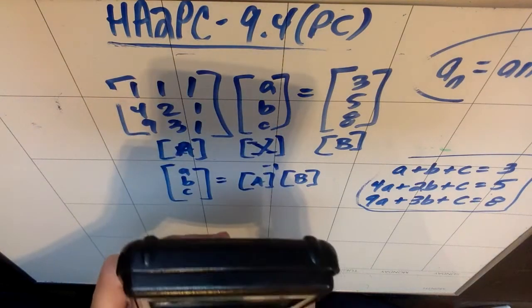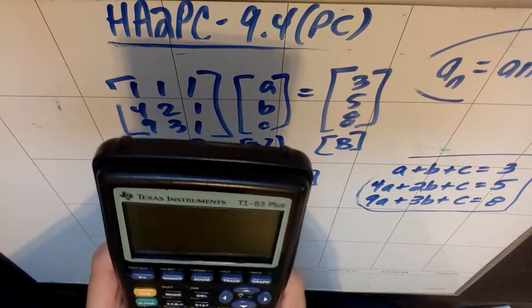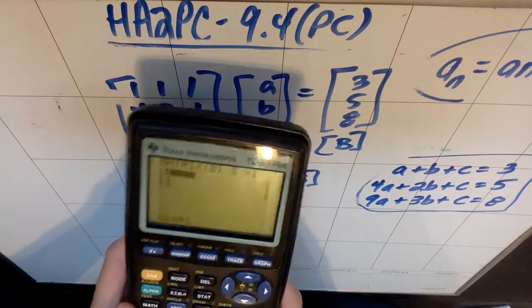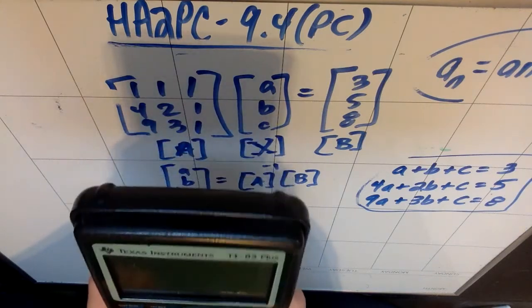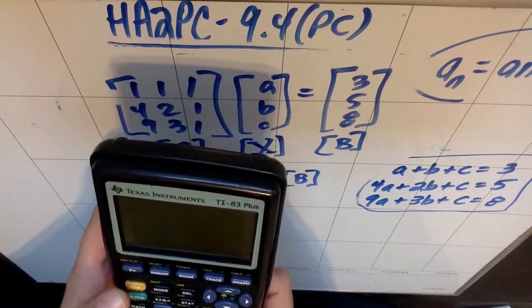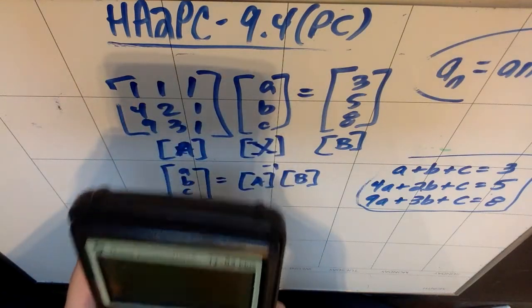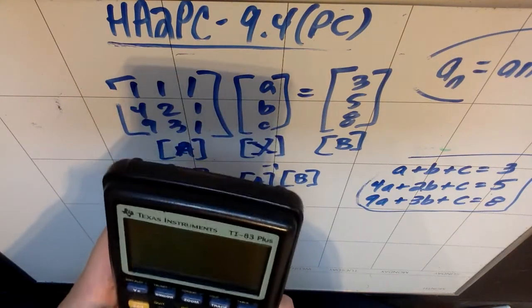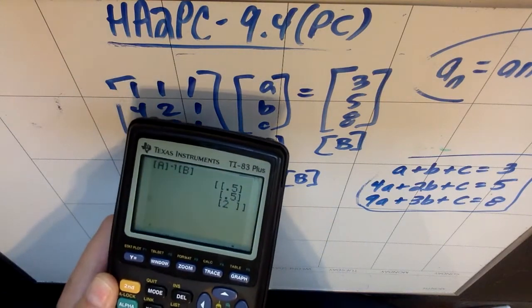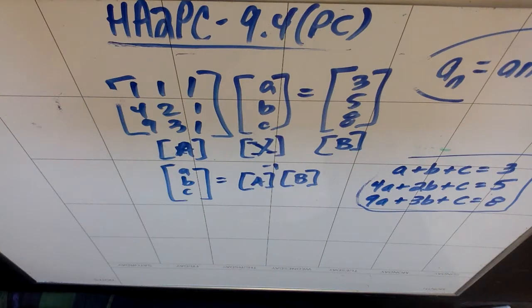You're going to go over to edit, and you're going to pick matrix B, and you want matrix B to be 3 rows by 1 column, which looks like this, and you want it to be a 3, a 5, and an 8. Then you check that it's right and quit out. Now you go back to matrix. You want A inverse, and then you go back to matrix and pick B. That should give you the values you need, and that's a lot faster than any other option you're going to come up with.